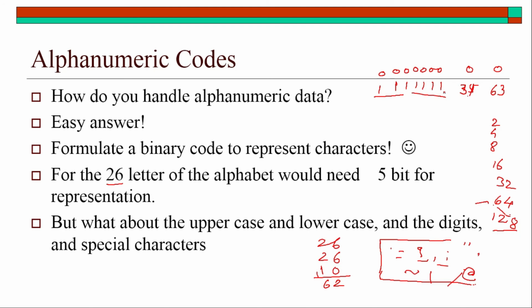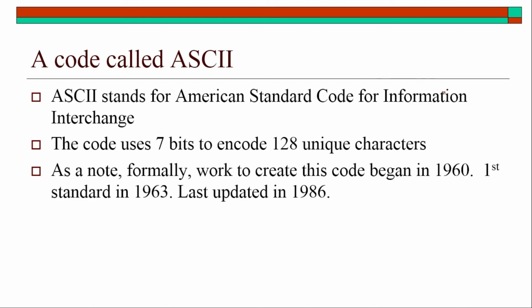So such a code was created, and its name is ASCII code. ASCII stands for American Standard Code for Information Interchange. This is a very standard code designed for representation of characters and numbers, and they are known as the ASCII keyboard. All the keyboards in computers are known as ASCII keyboards because they are used to represent the various symbols, capital letters, small letters, numbers, right?